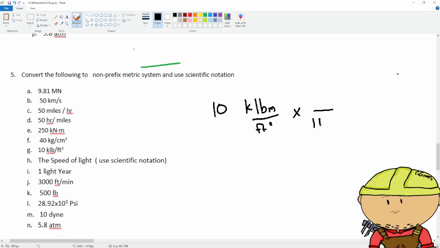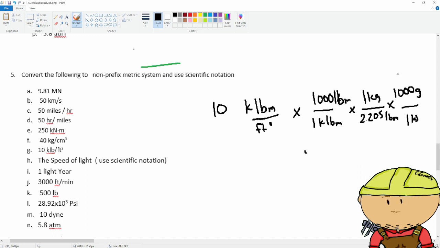1 kilo pound mass is 1,000 pound mass. Then 2.20 pound mass is 1 kilogram. Then 1 kilogram is 1,000 gram. Then 1 feet cube is 0.3048 meter cube.